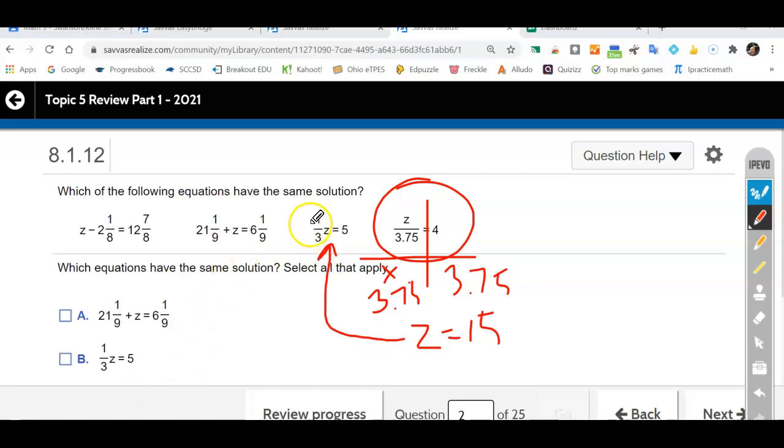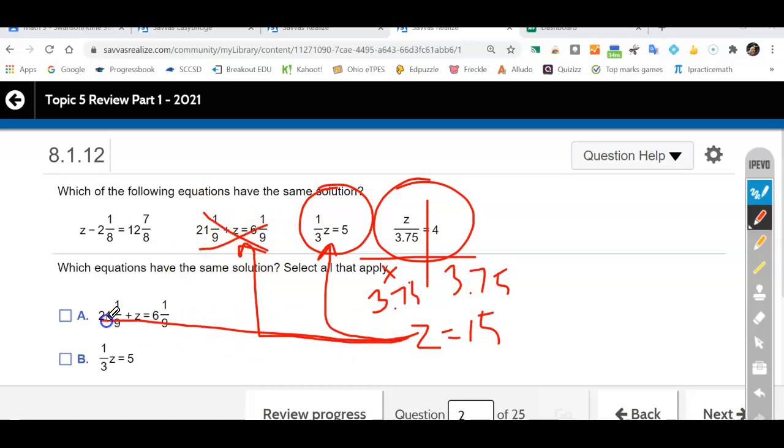So what's 1/3 times 15? Is it 5? It is. So these two are the same. Let's see if this one is the same. So plug in 15 for z right there. So that would be 21. I can tell you right now it's not, is it? 21 1/9 plus a positive number cannot go down to 6 1/9, can it? So no, that one will not work.